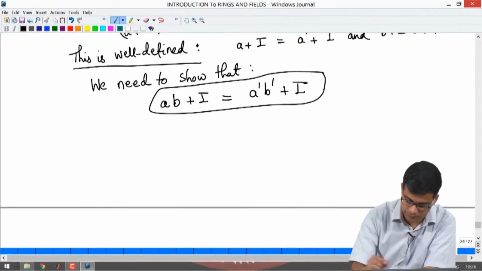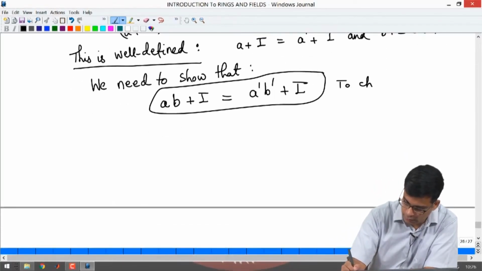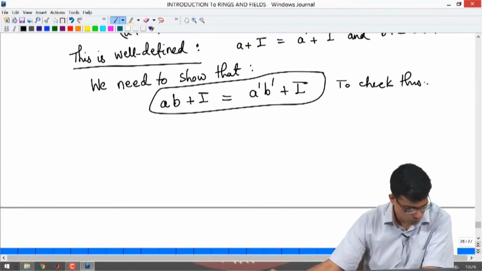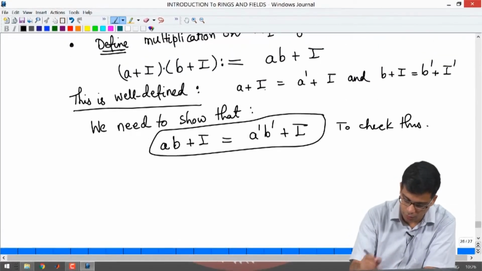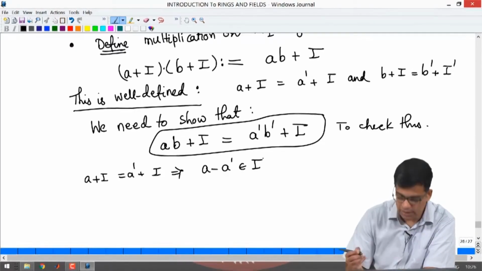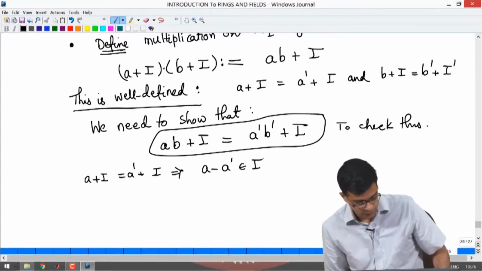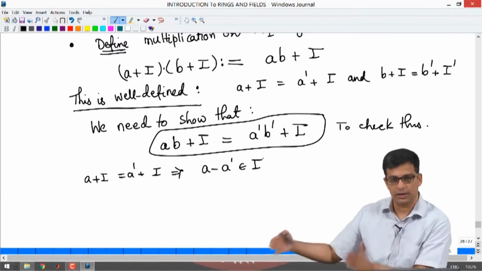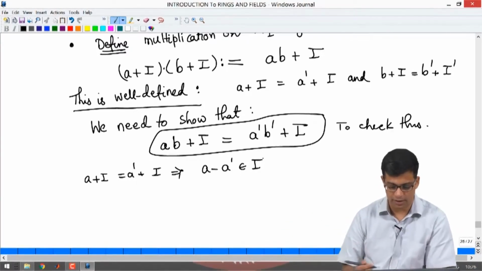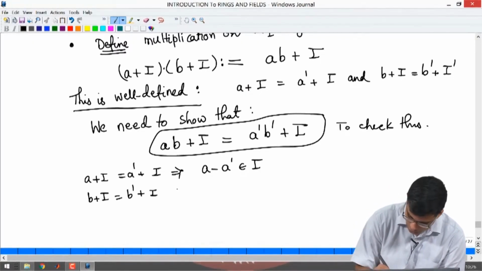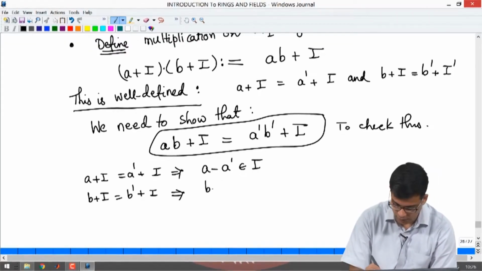So, how do I check this? This is exactly the well definedness. Now let us use the fact that a plus I is a prime plus I. This means a minus a prime is in I. This is a property of left cosets: if two elements of the group are in the same coset, that means the difference is in that subgroup. Similarly, b plus I equal to b prime plus I implies b minus b prime is in I.